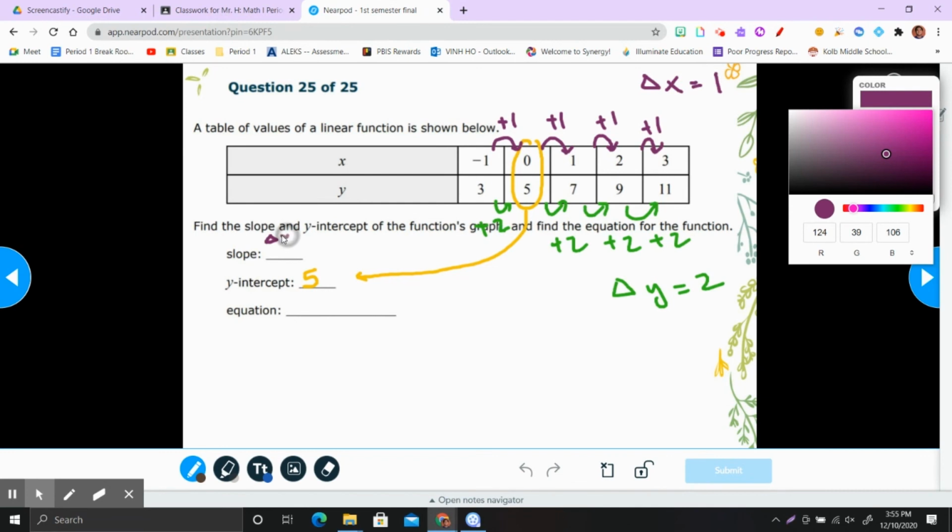Slope is delta y over delta x. That will be 2 over 1, which is 2. A lot of people are going to make a mistake here. Make sure it's y over x, not the other way around. Then your equation, y equals mx plus b, y equals 2x plus 5. And that's it.